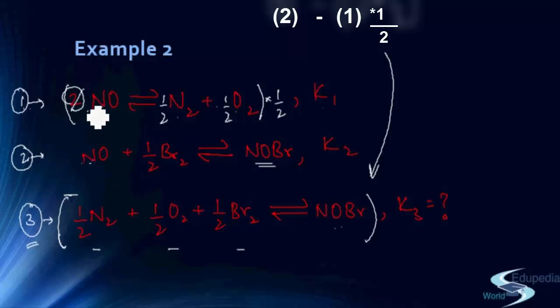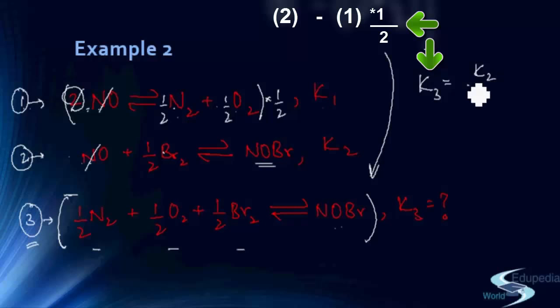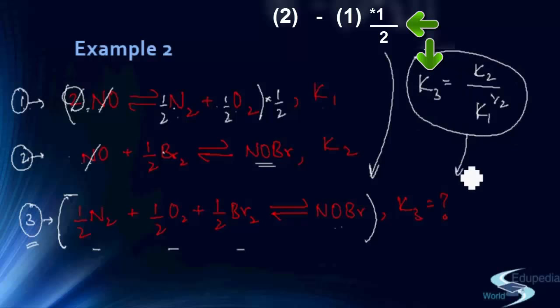And then you will subtract the first reaction from the second, so NO will get cancelled, and this N2 and this O2 will be subtracted from NOBr, and then you can shift them on the reactant side to make them positive. Basically, by performing this operation you are simply getting reaction 3. That means reaction 3 will have an equilibrium constant K3, such that K2 is divided by K1 raised to power half. This is going to be your final answer for K3. K2 divided by K1 to the power half.